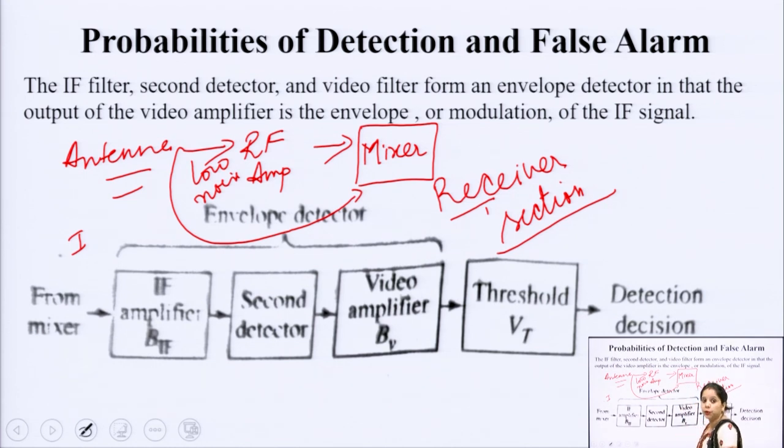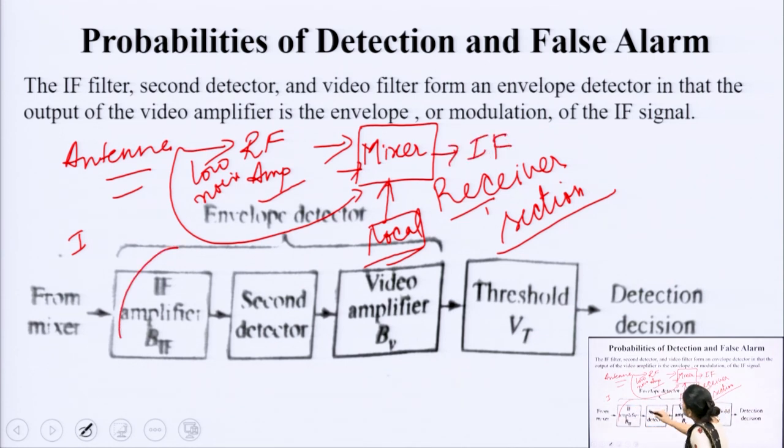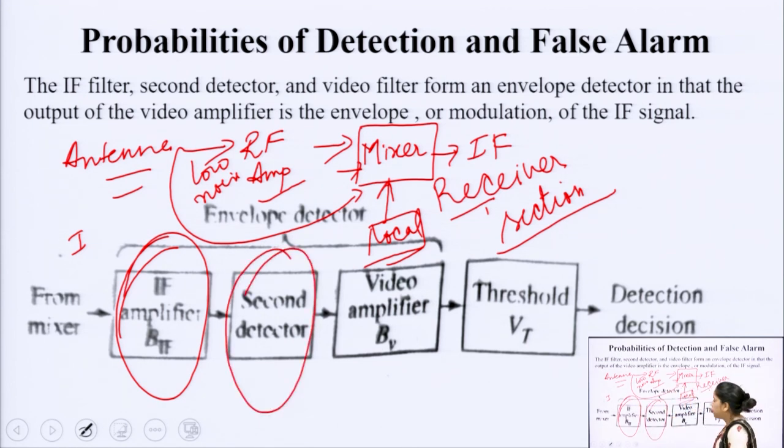But of course, as already told to you, this will reduce the sensitivity of a radar. That is why it has to be included in your block diagram. So, this low noise RF amplifier will give the signal to the mixer. It will act as the incoming signal to the mixer, and then a local oscillator will give our IF signal, and this IF signal goes to the IF amplifier, then to the second detector, or we can say the demodulator.